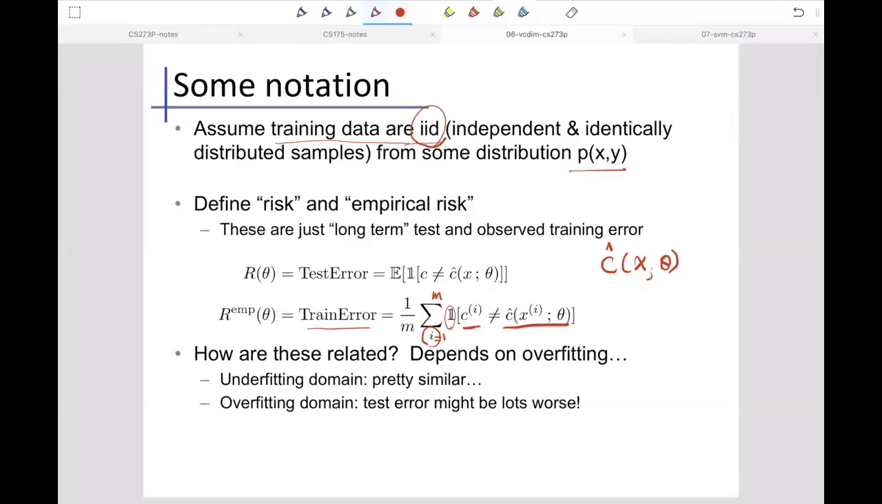In the context of this VC dimension discussion, we will call this training error the empirical risk. It's just terminology; people like to use a slightly fancier name. So that is called empirical risk, denoted R_emp. This is what you obtain from the training data.